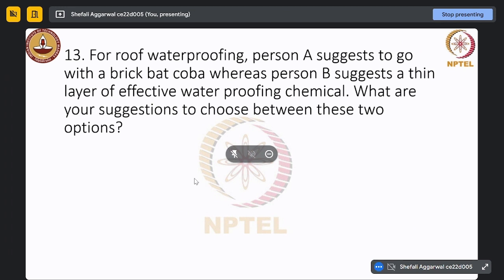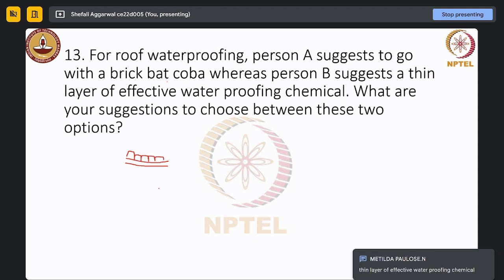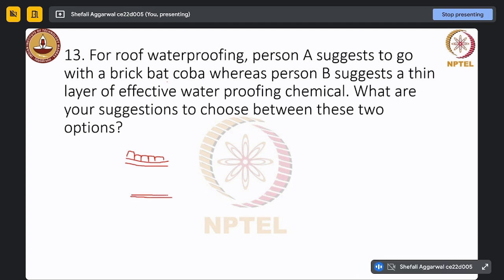So this was an open-end question for discussion. So what is a brickbat cover type of waterproofing? In this waterproofing, what we are doing, on the roof, we are providing our mortar mix, and above that, we are keeping our bricks. So this is a brick bat coba waterproofing. And the next is the thin layer of effective waterproofing chemical. Very nice. Next, we are providing a simple thin layer of chemical.